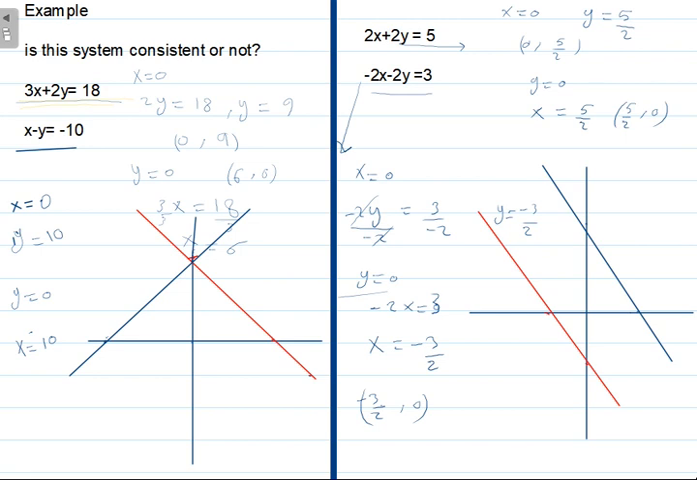As we can see here, both equations representing this system are parallel. What do I mean by parallel? They are not intersecting at any points, and they will not intersect at any points even if we extend the lines. So this system here is an inconsistent system of linear equations.